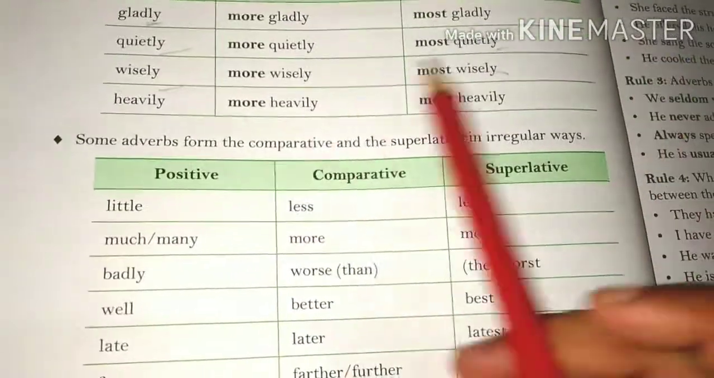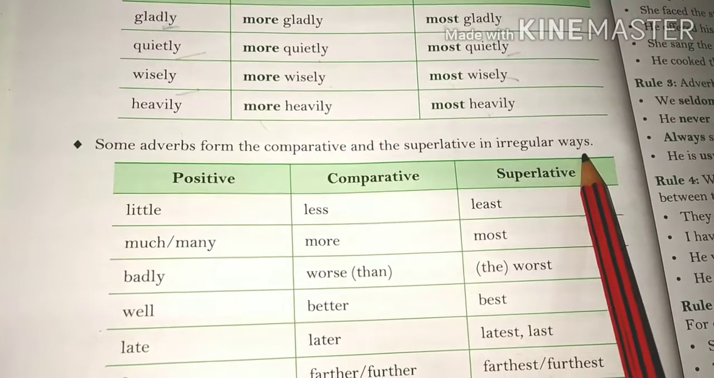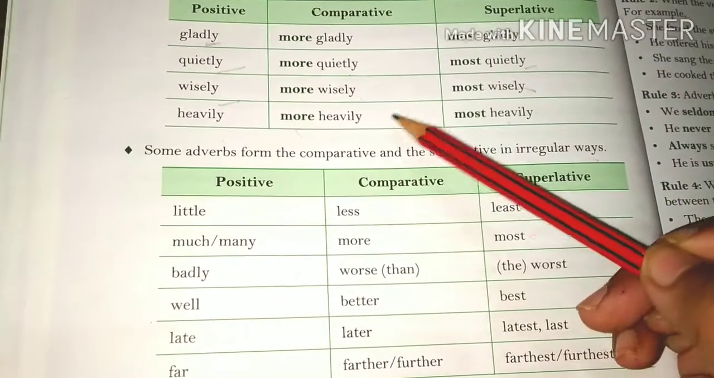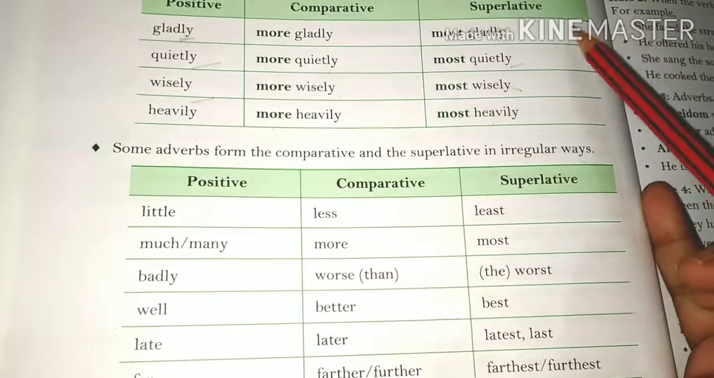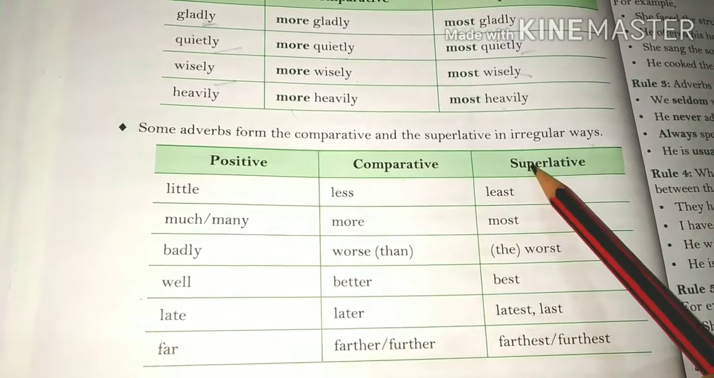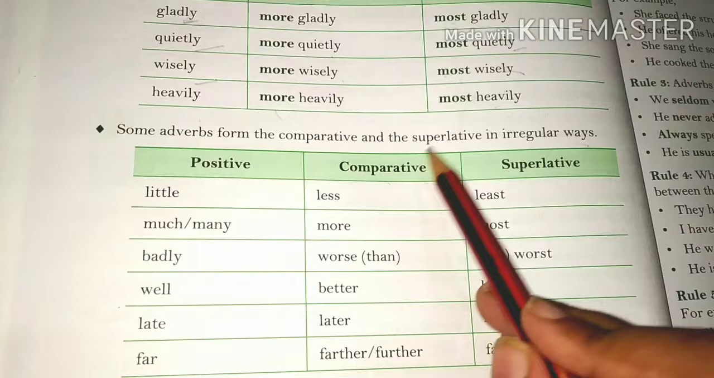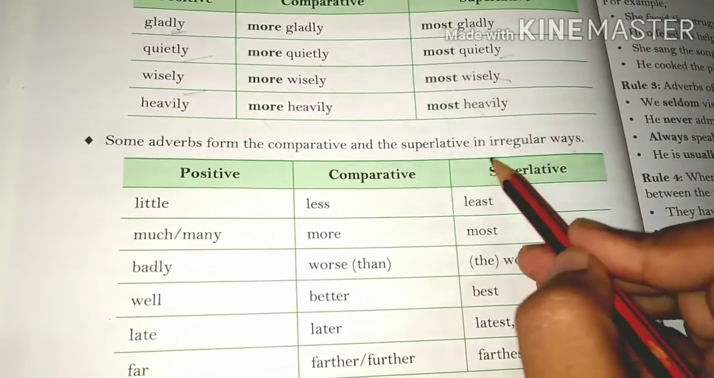So students, some adverbs form the comparative and superlative degree in irregular ways. It means we do not follow this rule of adding er or est, or more and most. They are changed in all forms. It means the comparative and superlative degrees are changed. Some adverbs form the comparative and superlative in irregular ways.